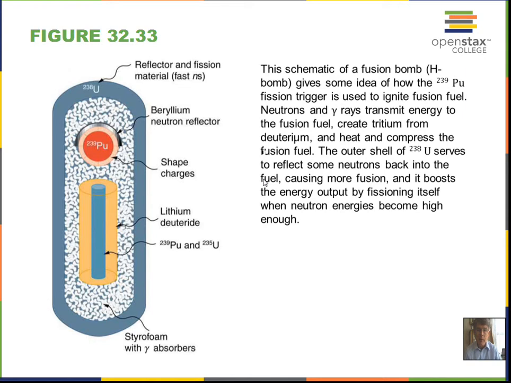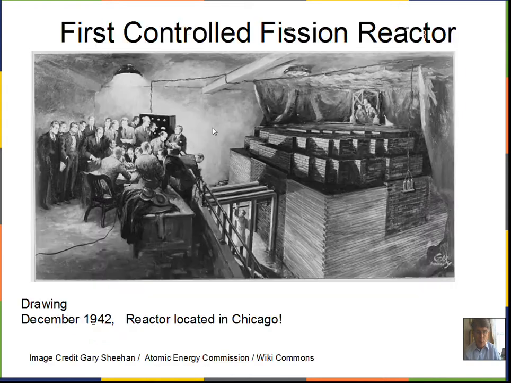Instead, we'd like to talk about the first fission reactor, controlled fission. This is graphite here, and there's fission material inside this pile of graphite. There are control rods that absorb neutrons that can be pushed in or pulled out. The timeline here is December 1942.